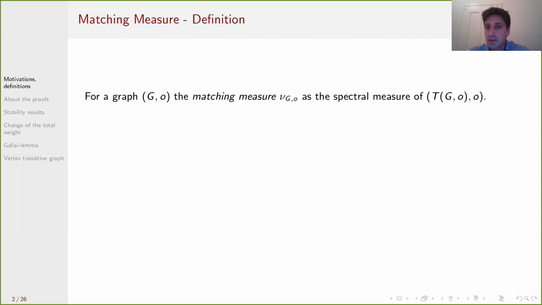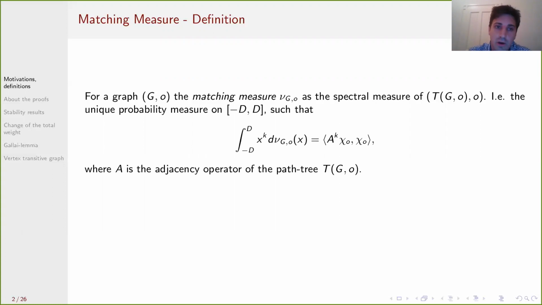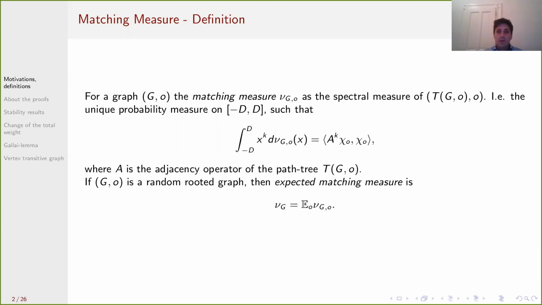In a different way, if you don't like this kind of definition, this is the same as saying that this is the unique probability measure in [-√d, √d], such that the k-th moment of this measure is exactly the number of closed walks in the path tree starting from O and finishing at O. Or a third way to say it: the k-th moment of this probability measure is nothing else but the diagonal element of A to the k at the O position. And d is the largest degree of the graph. This is fixed once and for all. So this is how I defined the matching measure for rooted graphs.